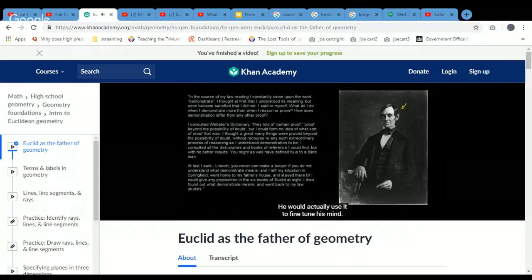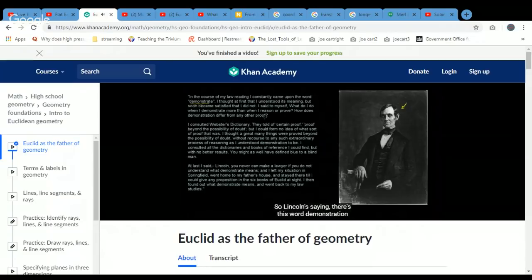He would actually use it to fine-tune his mind. While he was riding his horse, he would read Euclid's Elements. While he was in the White House, he would read Euclid's Elements. But this is a direct quote from Lincoln. In the course of my law reading, I constantly came upon the word demonstrate. I thought at first that I understood its meaning, but soon became satisfied that I did not. I said to myself, what do I do when I demonstrate more than when I reason or prove? How does demonstration differ from any other proof?